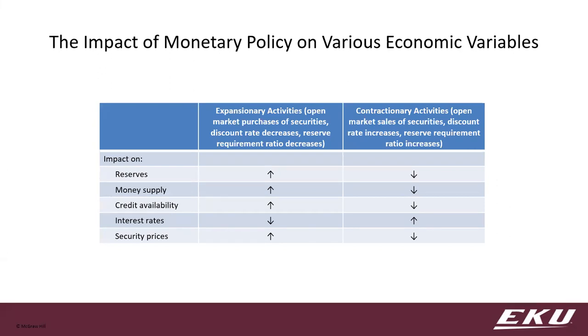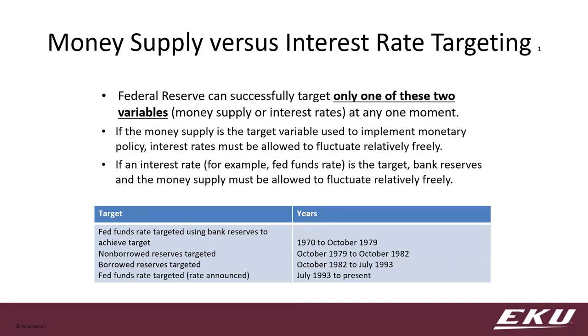Now, one issue is that they can only try to go after money supply or interest rates. They can't do both, because one is a function of the other. So if they're trying to affect money supply, then interest rates must be allowed to move. If they're trying to fix an interest rate, then the money supply must be allowed to move.